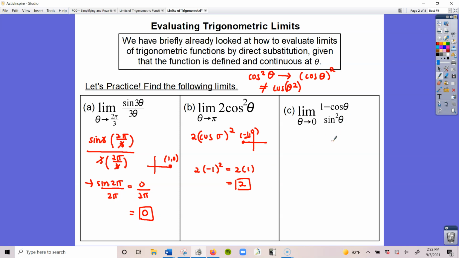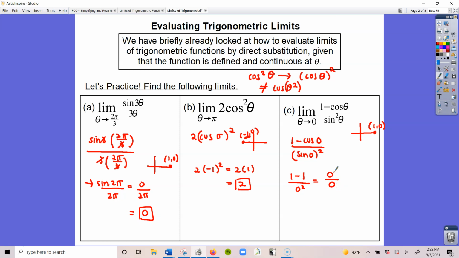Now let's look at this last one here. We have the limit as theta approaches 0 of 1 minus cosine theta over sine squared theta. So we're going to plug in the 0. 1 minus cosine of 0 over sine of 0 squared. Now 0 is the same spot as 2 pi, which is 1, 0. So this will be 1 minus the cosine of 0, which is 1, over the sine of 0, which is 0 squared. This gives me 0 over 0.